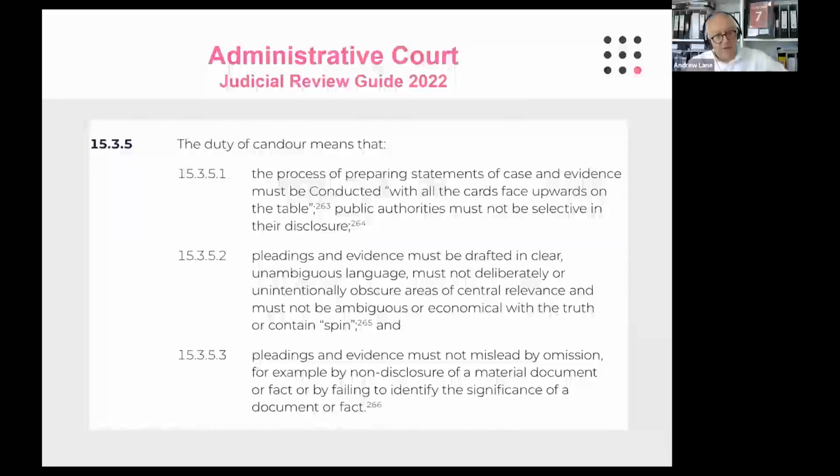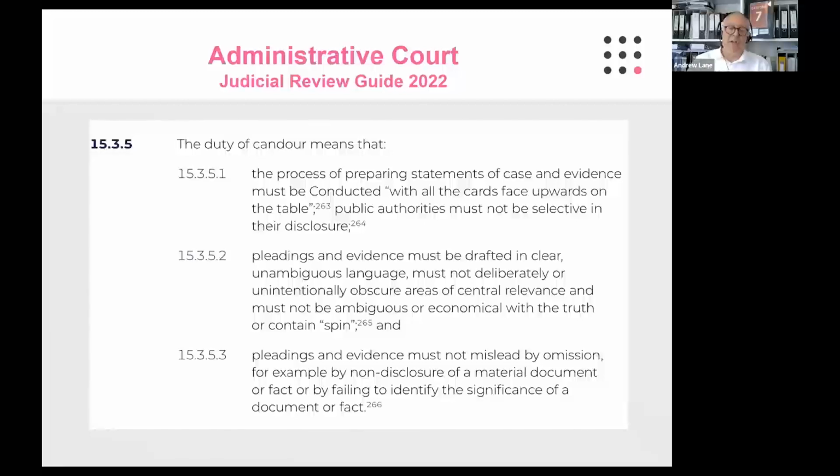And I've referred a couple of times to the judicial review guide, and if nothing else, if you wanted to have a nice pithy description of what the duty of candour means, you can see that from 15.3.5. The process of preparing statements of case and evidence must be conducted with all the cards face upwards on the table. Public authorities must not be selective in their disclosure, and I just pause there to say the parties must not be selective in their disclosure either, but in particular, of course, in the part of the guide, it's addressing the question of public authority duty. Pleadings and evidence must be drafted in clear, unambiguous language, must not deliberately or unintentionally obscure areas of central relevance, and must not be ambiguous or economical with the truth or contain spin.